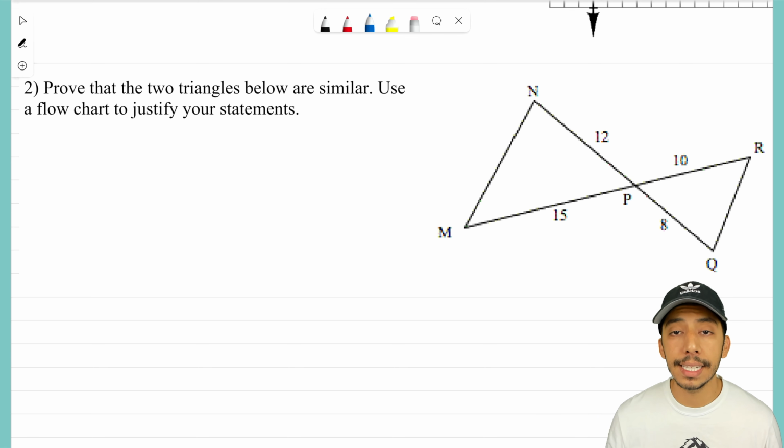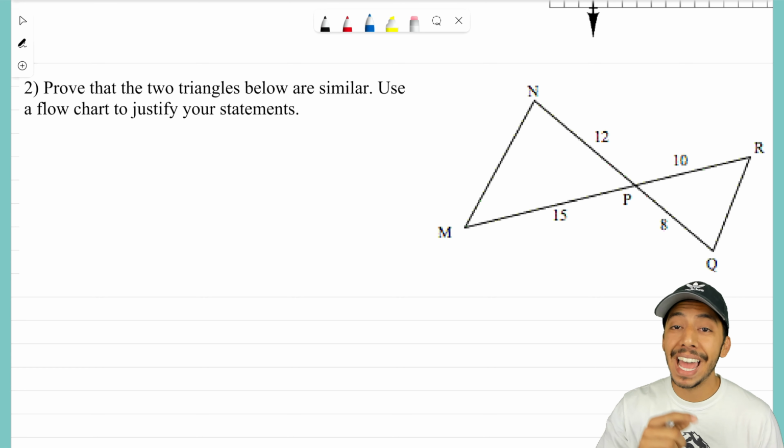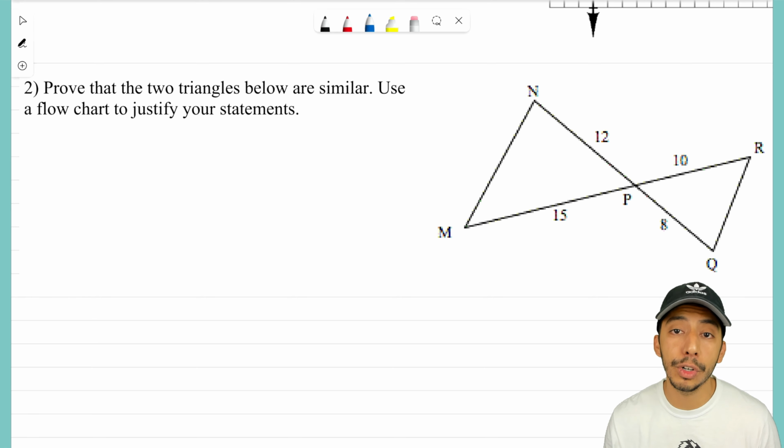Let's start off with side, side, side. In order for us to make a flowchart for side, side, side, we have to know three sides. I'm looking at these two triangles, and I only see two known sides, and there's no way for us to find that third missing side. So because of that, side, side, side is not going to work here.